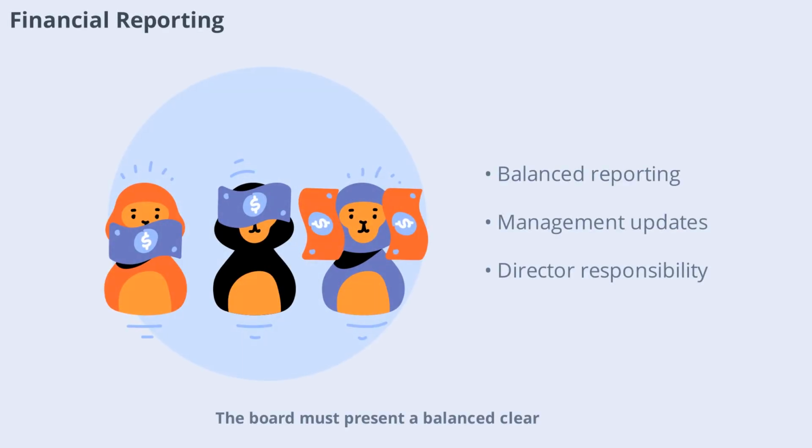The board must present a balanced, clear, and comprehensible assessment of the company's performance, position, and prospects. Management should provide sufficient information for informed decision-making, and directors must acknowledge their responsibility for preparing accounts. Transparency in financial reporting builds trust with investors and regulators.